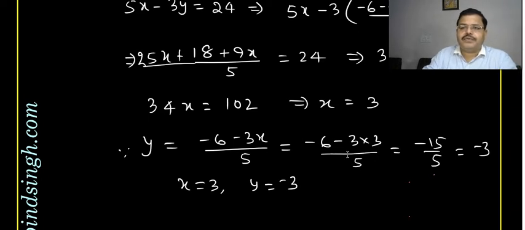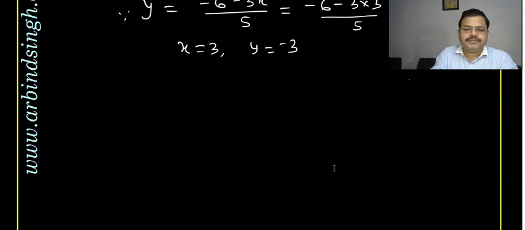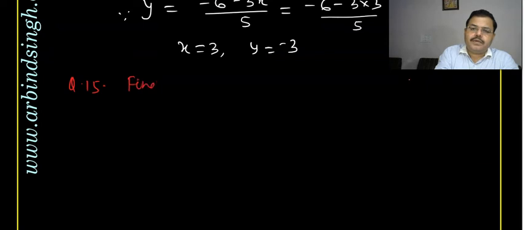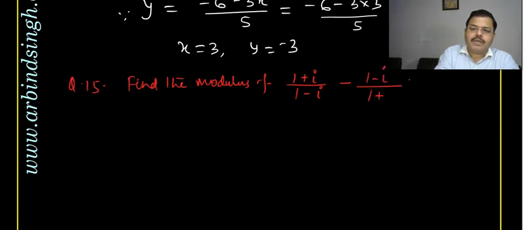So now moving to the next question, question number 15. And what is that? Find the modulus of (1 plus iota upon 1 minus iota) minus (1 minus iota upon 1 plus iota). So first, as we did earlier, we should simplify them.